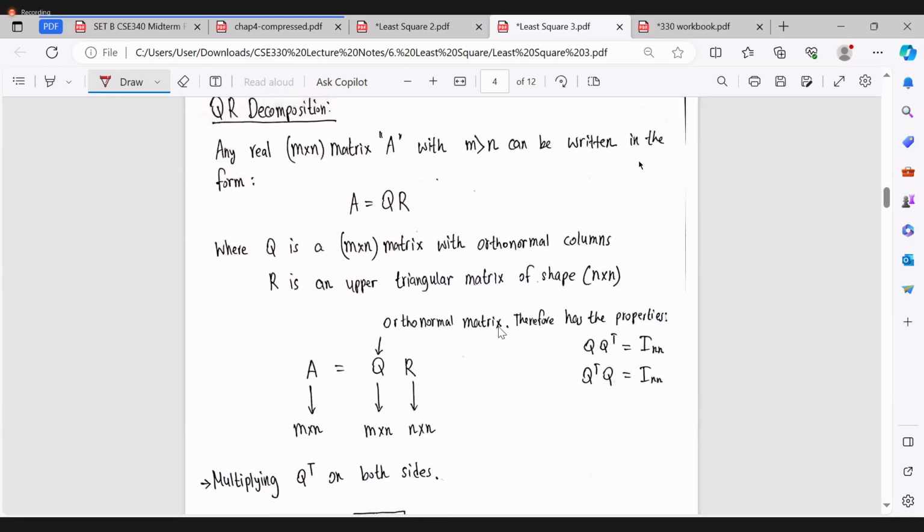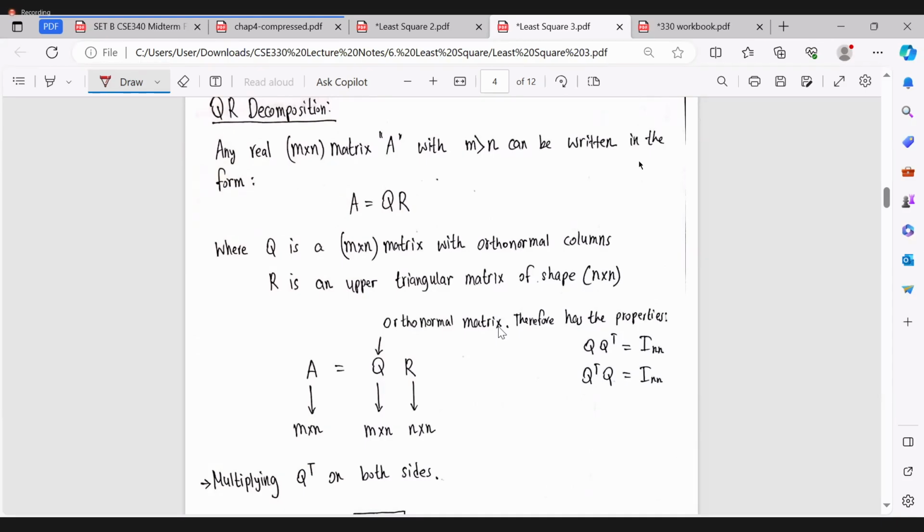So we will try to solve those overdetermined systems using QR, using these orthonormal matrices. This method is known as QR decomposition. It's almost like LU decomposition. You know LU decomposition, right?